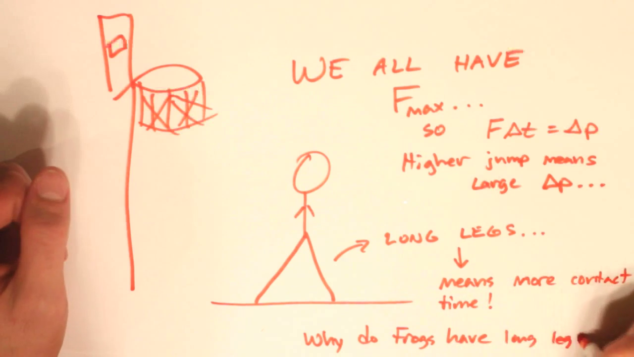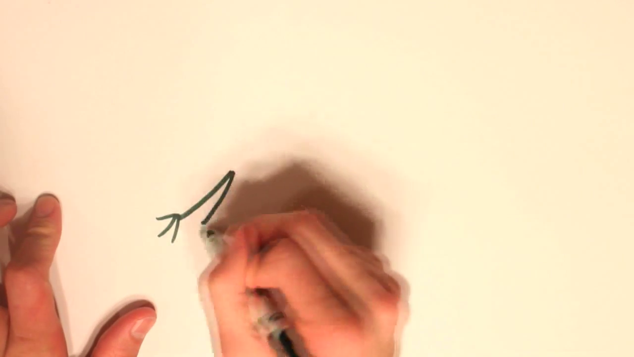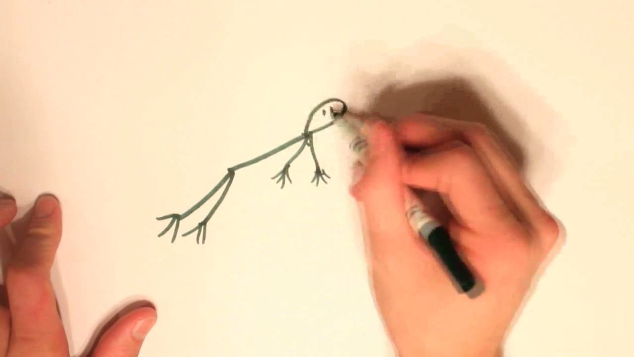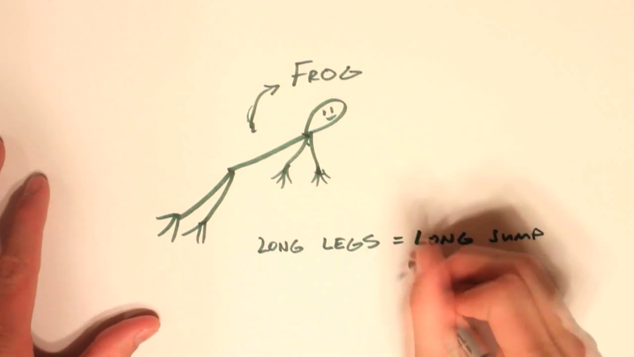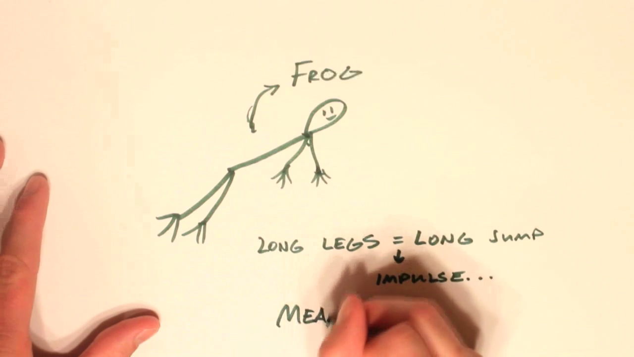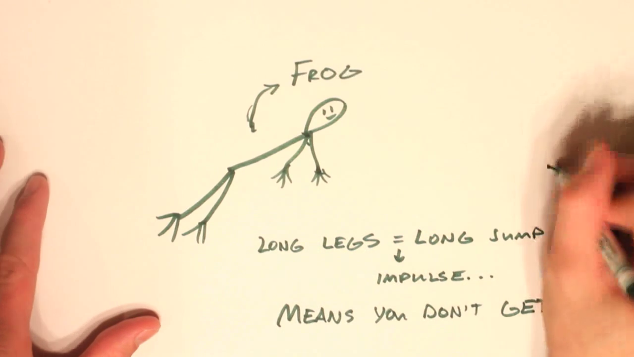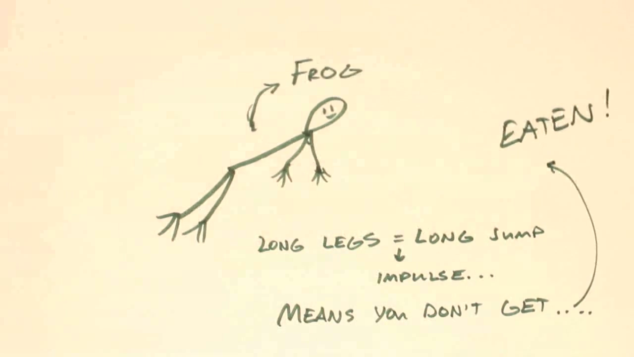Why do frogs have longer legs? If you look at a frog's legs, they are really long. This is so it can generate the greatest change in momentum. Why would it need that? To evade predators. See, physics is actually saving this frog's life so it doesn't get eaten.